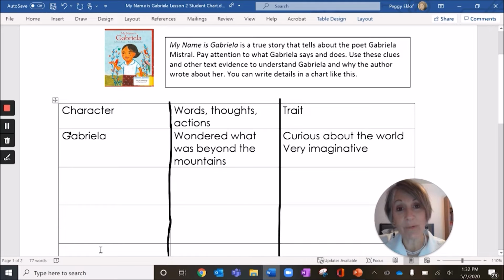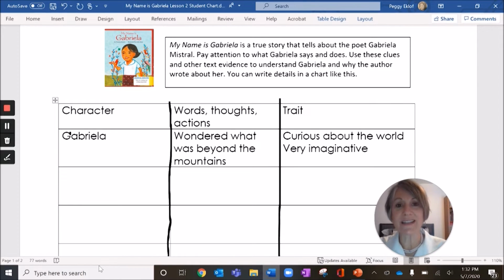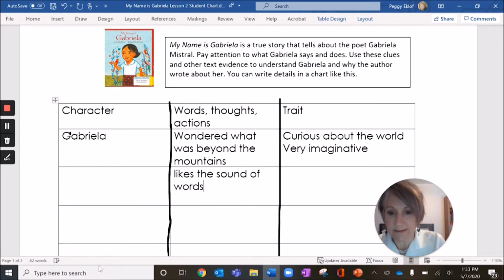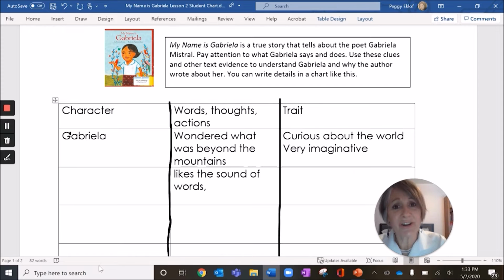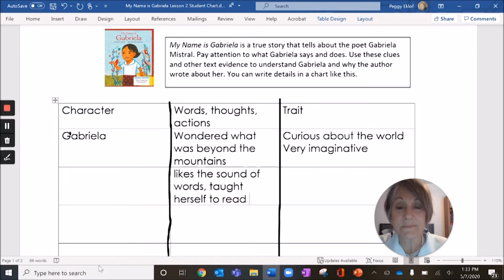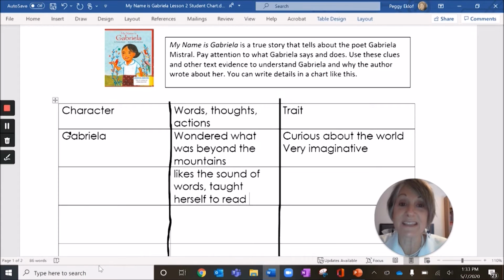So what are you thinking about what we just learned about Gabriela? I'm thinking about how she said she liked the sound of words. So right here in this column that says words, thoughts, and actions, I'm going to record her thought about liking the sound of words. So I'm going to say likes the sound of words. I also want to record that she taught herself to read. So I'm going to write taught herself to read. You can add this to your graphic organizer, or you could talk about how she liked words because they expressed the way that she felt, or anything else that you noticed.